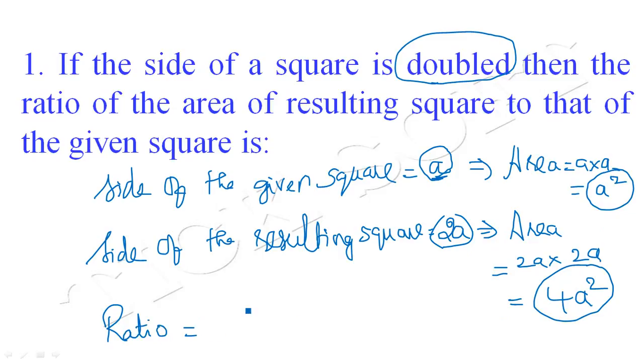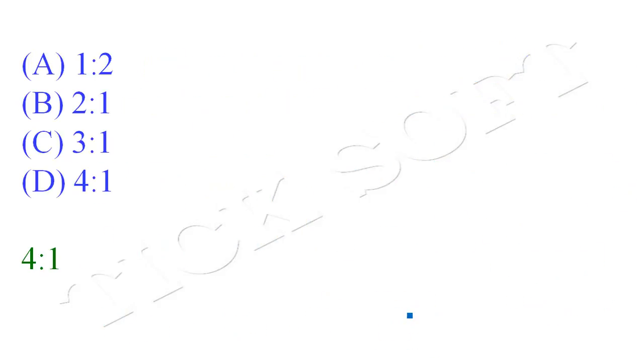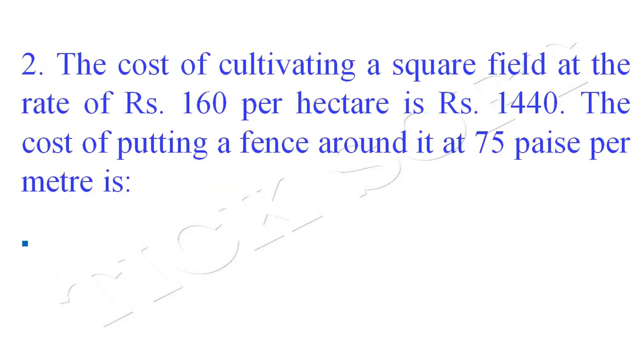The required ratio will be 4A square is to A square, because we have to find the ratio of the resulting square to that of the given square. That is why we have written the area of the resulting square first, and then the area of the given square. Now if we divide both terms by A square, we get 4:1. Hence the required ratio is 4:1. So out of these 4 options, option D, 4:1 is the correct answer.